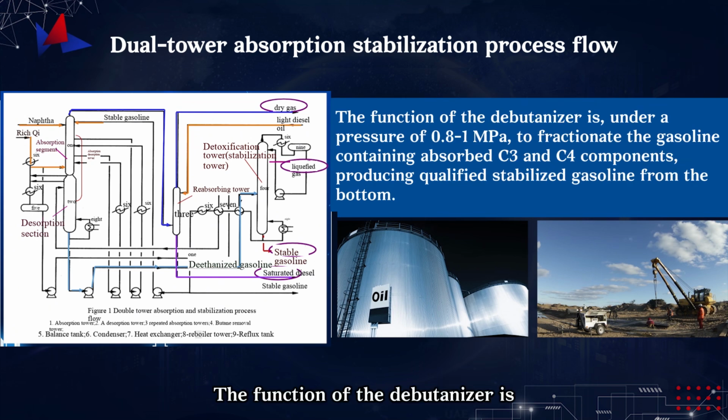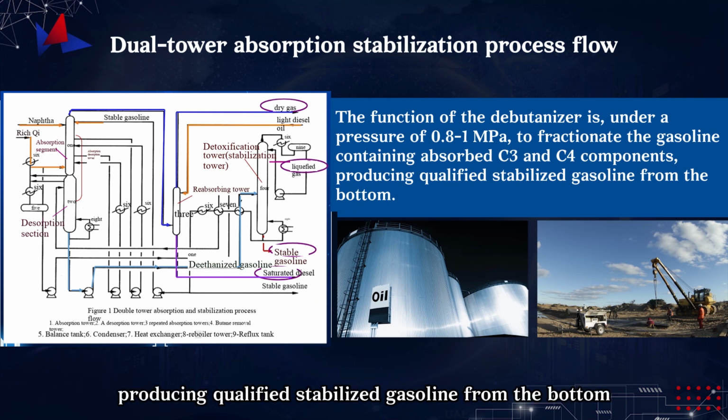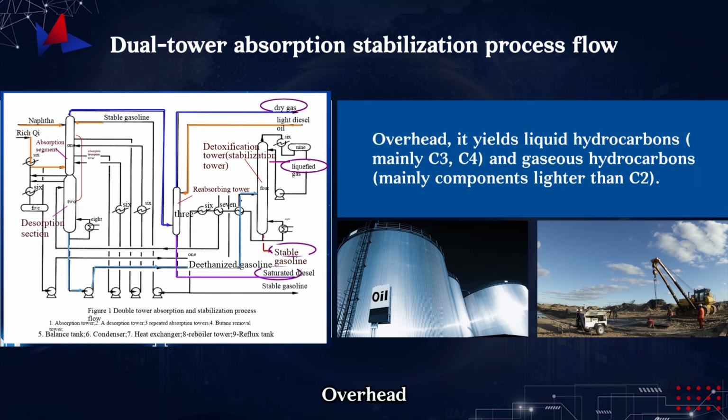The function of the debutanizer is, under a pressure of 0.8 to 1 MPa, to fractionate the gasoline containing absorbed C3 and C4 components, producing qualified stabilized gasoline from the bottom. Overhead, it yields liquid hydrocarbons, mainly C3, C4, and gaseous hydrocarbons, mainly components lighter than C2.